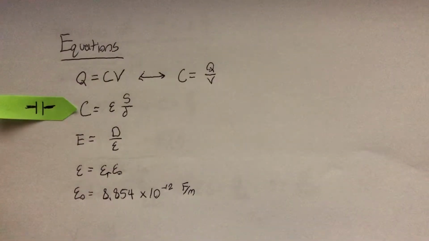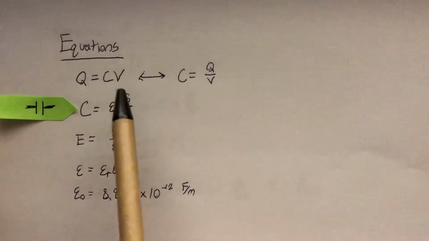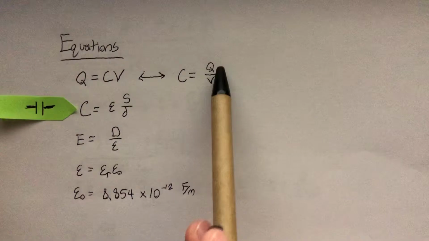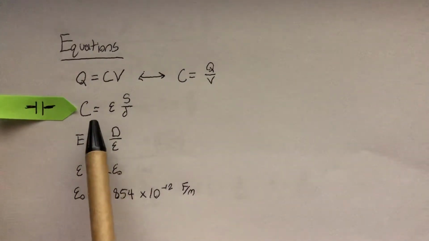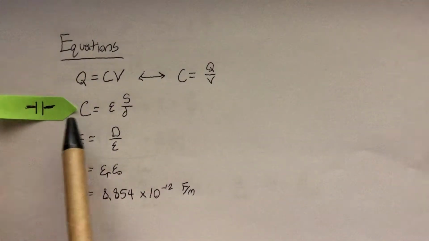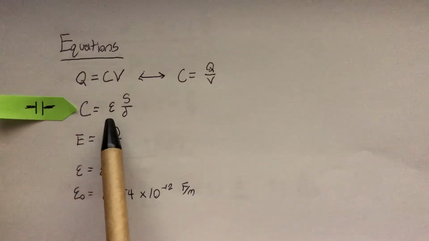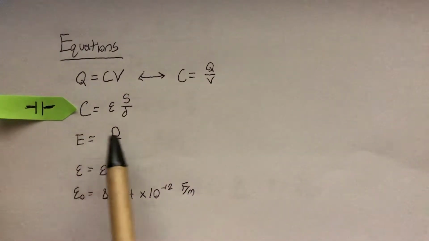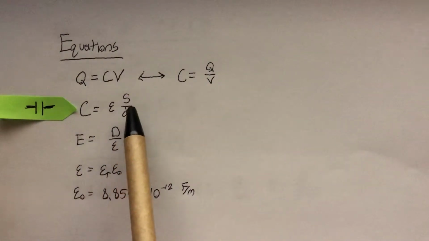For the equations, we start off with our basic relationship and how capacitance is given through the charge and the voltage. The next relationship is for parallel plate capacitors, and that is epsilon, which is known as permittivity, times the surface area divided by the distance between these two plates. And we're going to be deriving this equation in a little bit.